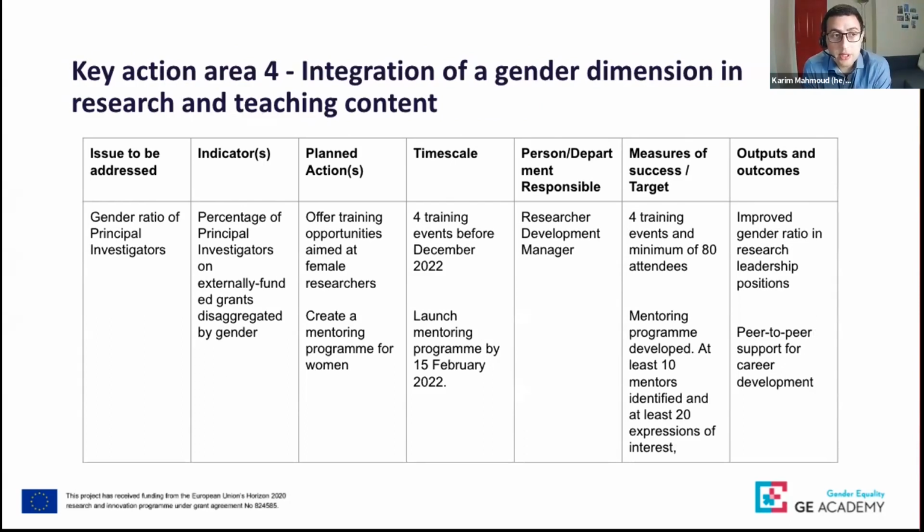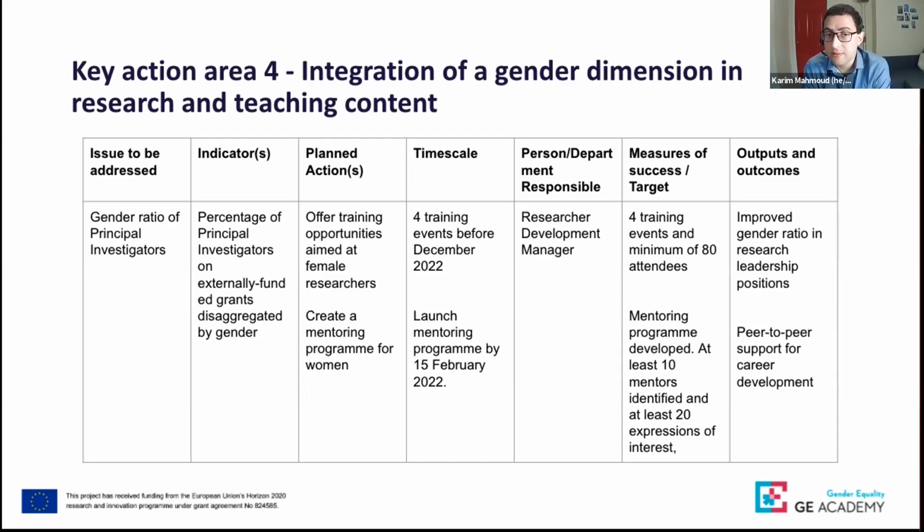For the integration of a gender dimension in research and teaching content, we wanted to look at the gender ratio of principal investigators, and our indicator is the percentage of principal investigators on externally funded grants disaggregated by gender. Our actions to improve this ratio were to offer training opportunities aimed at female researchers and create a mentoring program for women. So we want to have some events, we want to launch a mentoring program, and the person responsible for all of this is the researcher development manager, part of the research development unit. So they're going to take responsibility for this.